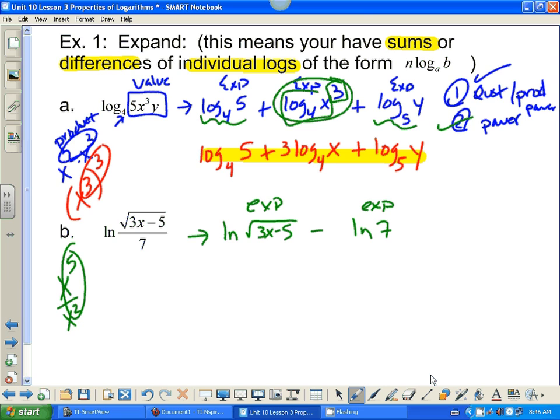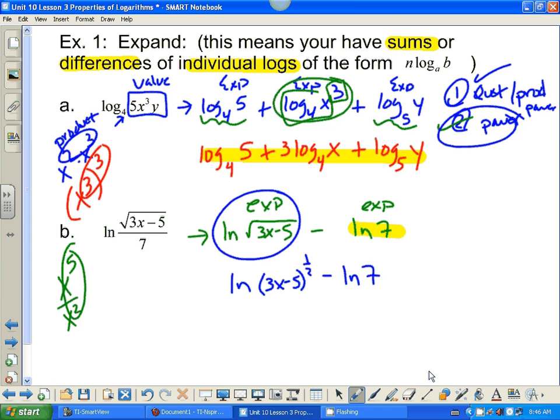This is why I'm not done. Natural log of 7 is okay, but you have a hidden power to a power here. You can think of the natural log of the square root of 3x minus 5 as the natural log of 3x minus 5 raised to the half power. So what I have is a power to a power. And whenever I have a power to a power, I multiply. So my final answer is 1 half the natural log of 3x minus 5 subtract the natural log of 7. This is my final answer.